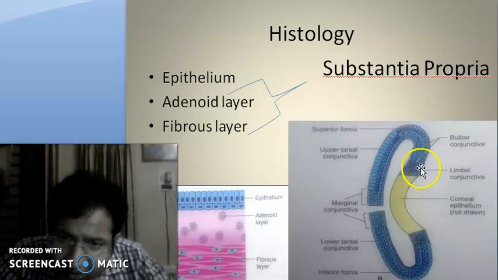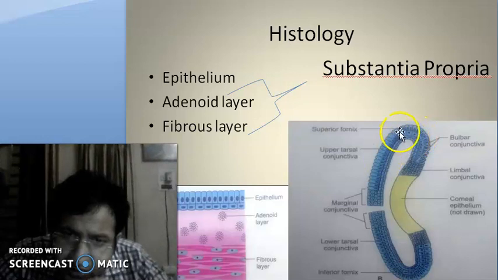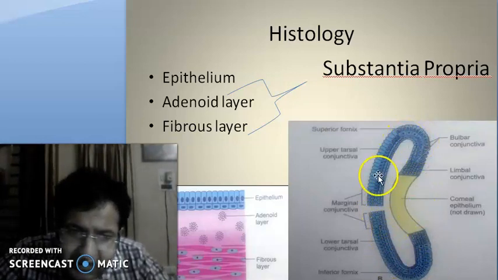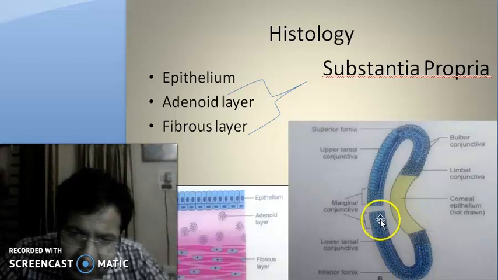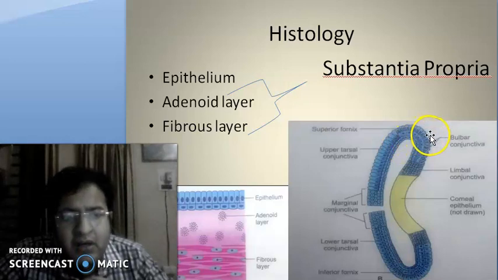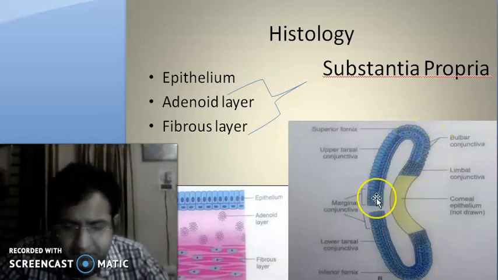Also, we can see here in the diagram the corneal epithelium which is not drawn, the limbal part of conjunctiva which is highly stratified, and the bulbar conjunctiva which is a stratified columnar epithelium, the superior fornix stratified columnar epithelium, the upper tarsal conjunctiva which has two layers, one cylindrical layer and one cuboidal layer, the marginal conjunctiva which is a non-keratinized stratified squamous epithelium. And we will study this epithelium, how many layers are in which part, in the next video in a tabular form. Okay.